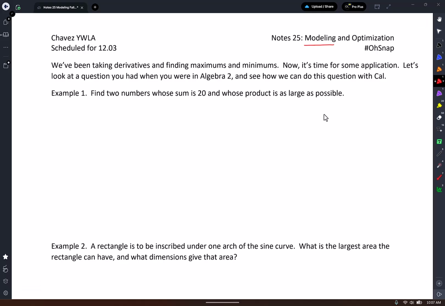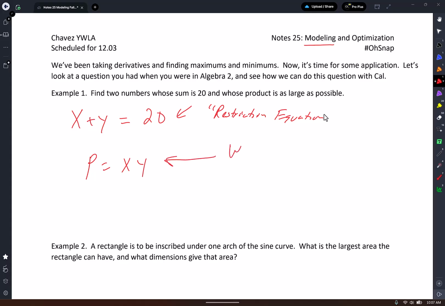Okay, so I'm going to write two numbers, x plus y, and the sum is 20. Sometimes this is called the restriction equation. And whose product is as large as possible. So product equals x times y. This is what we want to maximize.